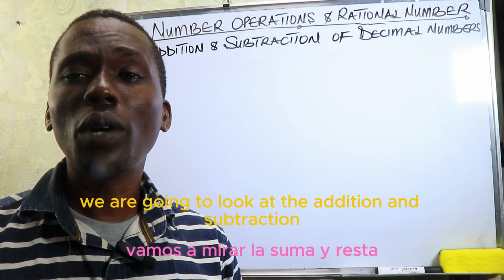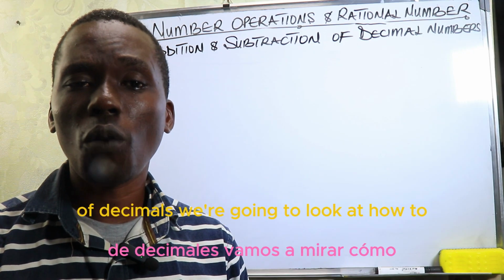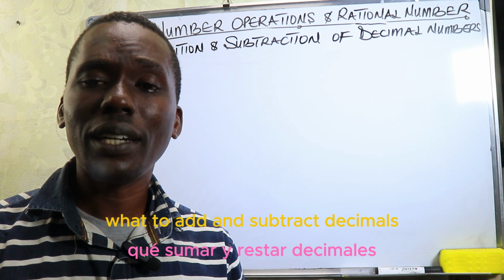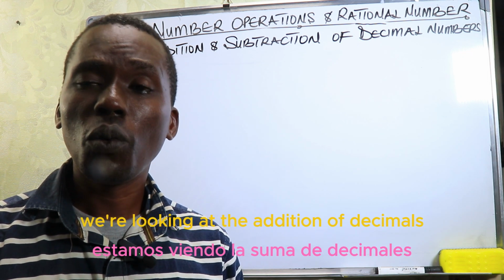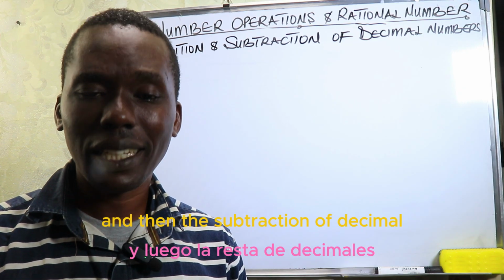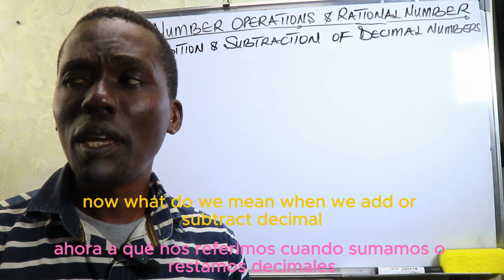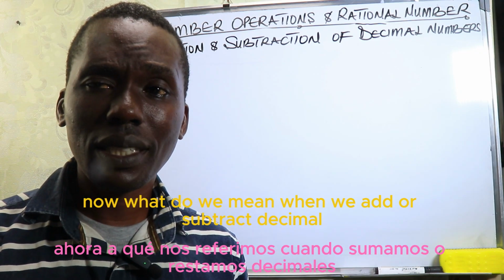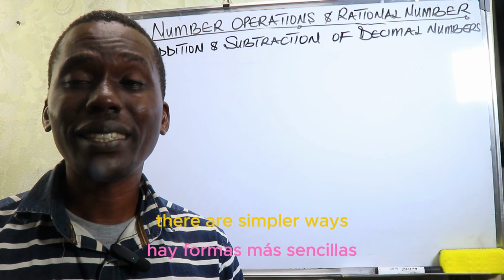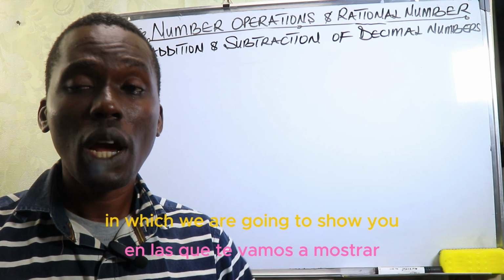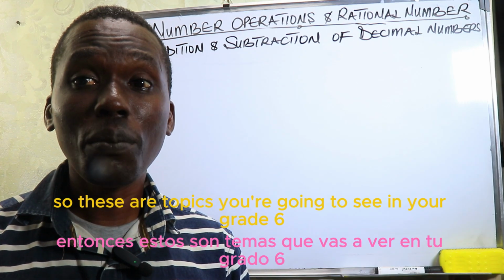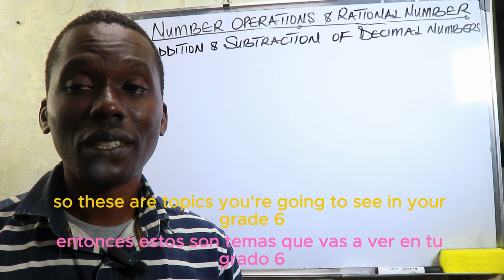Today, we are going to look at the addition and subtraction of decimals. We're going to look at how to add and subtract decimals, the addition of decimals and then the subtraction of decimals. Now, what do we mean when we add and subtract decimals? These are simpler ways in which we are going to show you how to add and subtract decimals. So these are topics you're going to see in your grade 6.